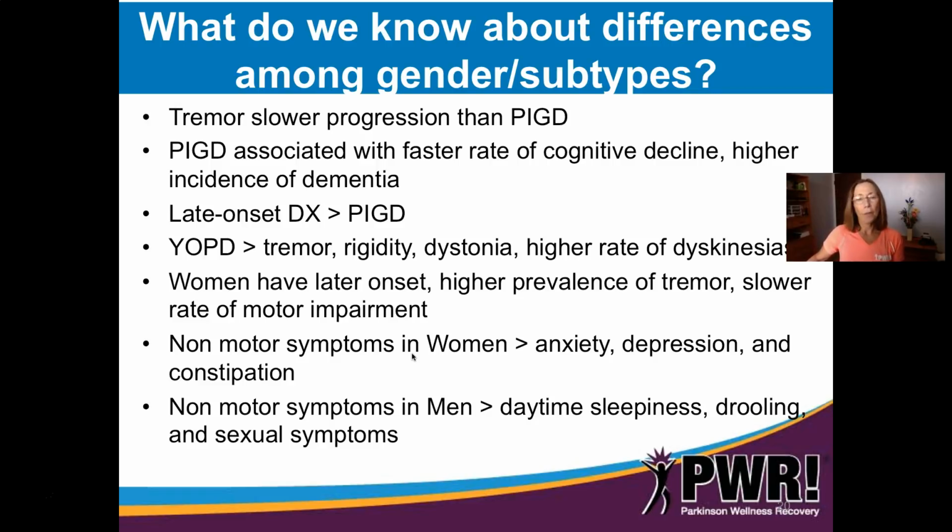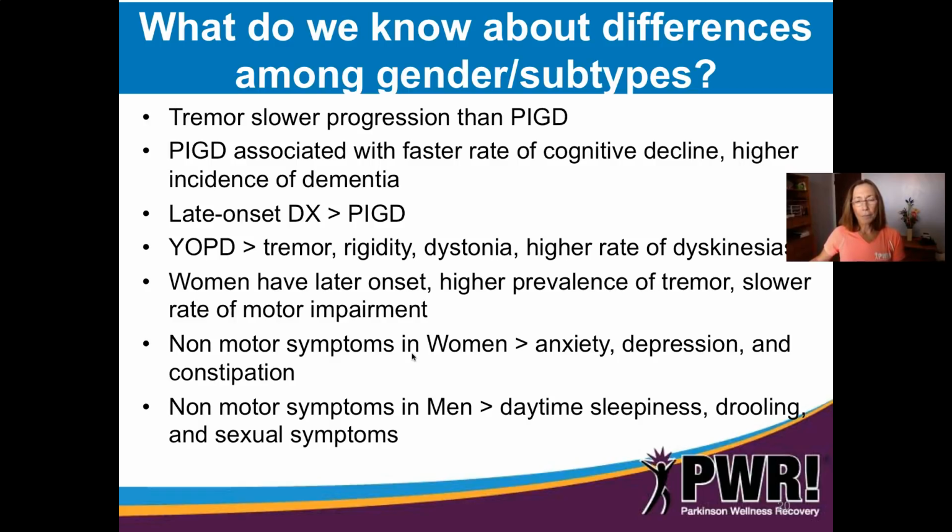Younger onset Parkinson disease, their distribution of symptoms is different. They have more tremor, more rigidity, more dystonia, which is this cramping that can be in the hands or feet or the trunk, and a higher rate of dyskinesias, which is again a side effect of the levodopa medication. Women have later onset Parkinson's disease more typically, a higher prevalence of tremor, and a slower rate of motor impairment.